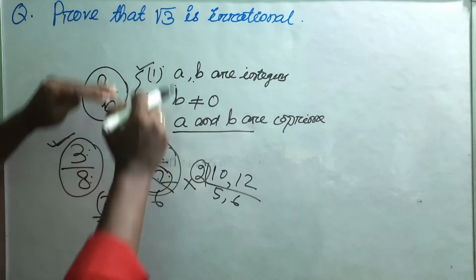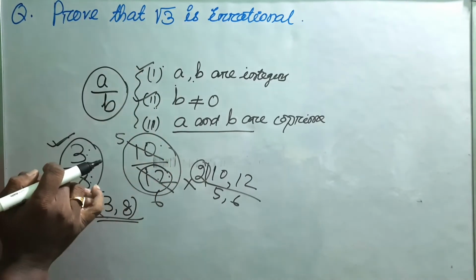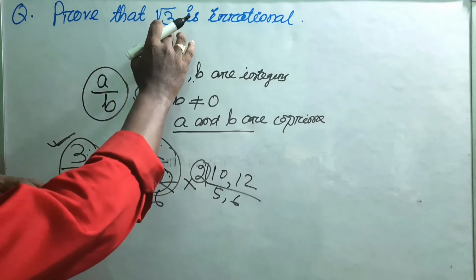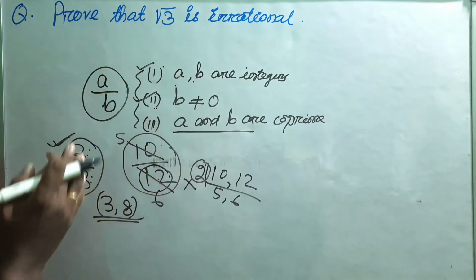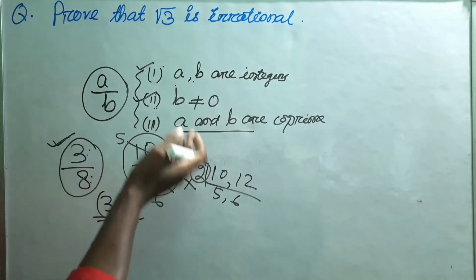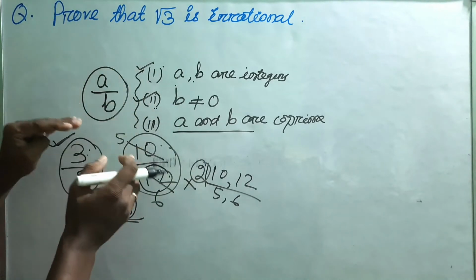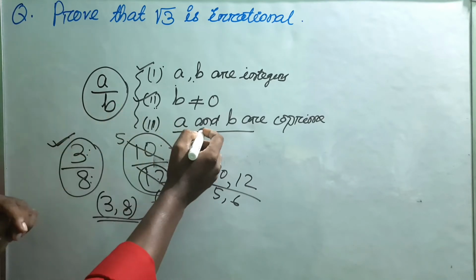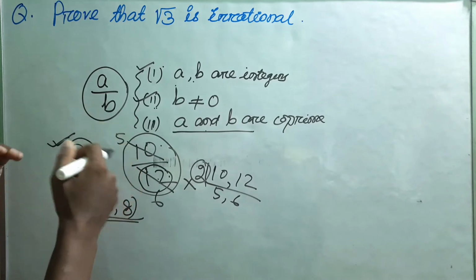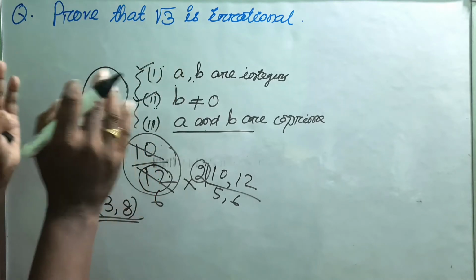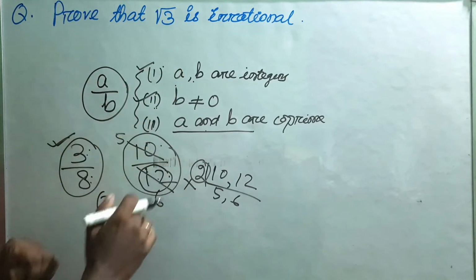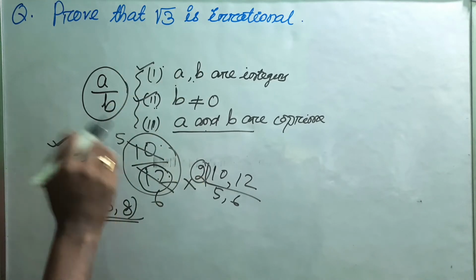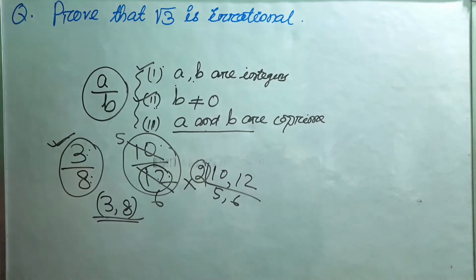So, this concept you have to apply here. First we have to assume that it can be expressed in a by b form where a and b are co-prime, but later we will find that they have some other common factor, so they are not co-prime, which contradicts our assumption. That is why we can say root 3 is irrational. What we have assumed is wrong, so root 3 is irrational. This is the process we have to adopt. Now, let us solve this one.